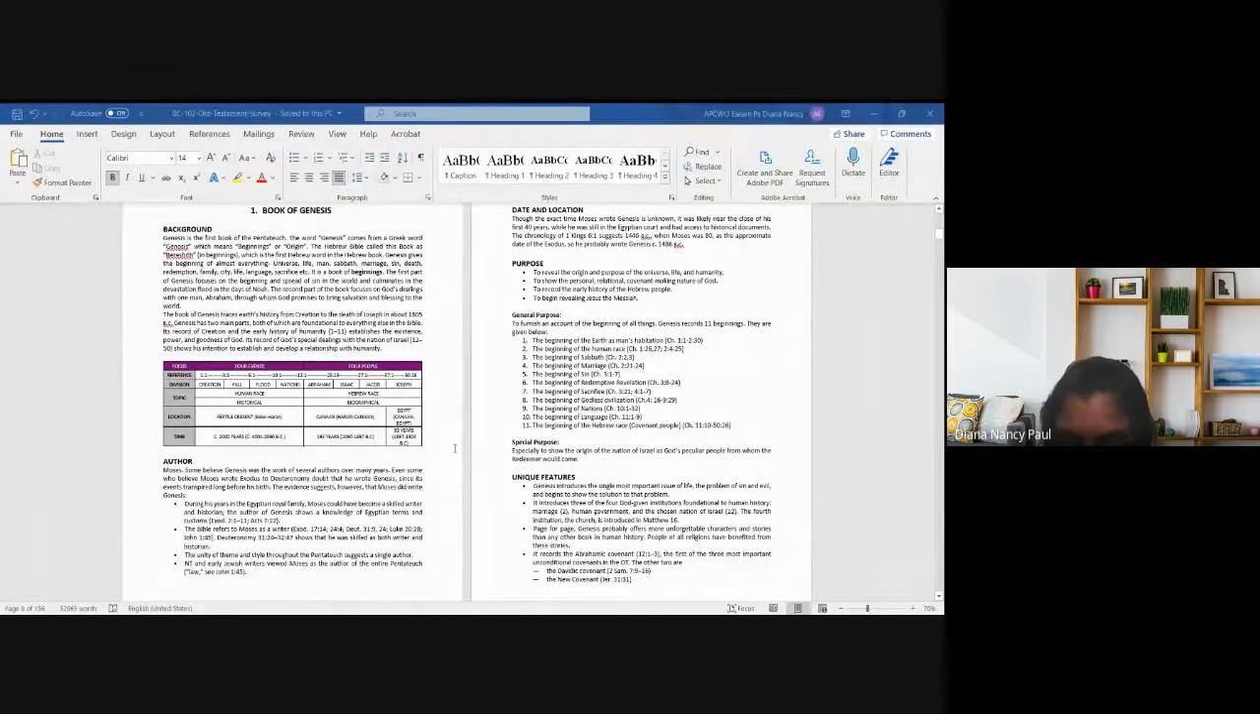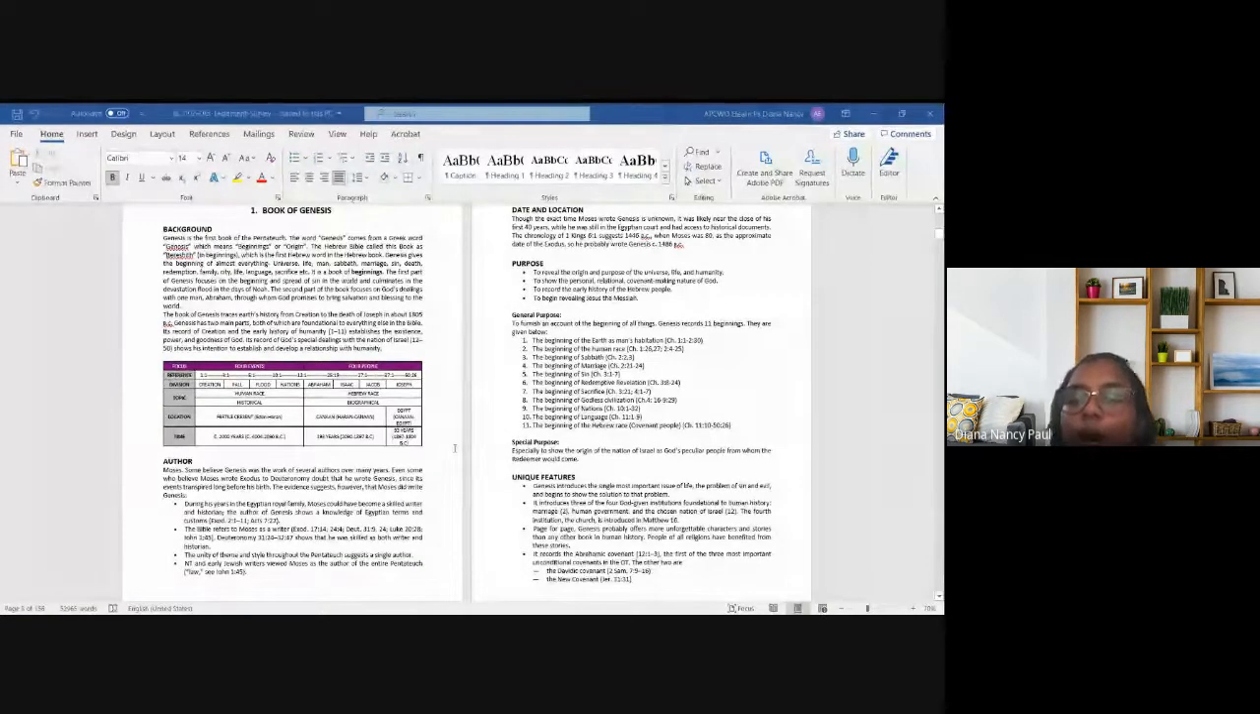Same chapter, verse 30. Also to every beast of the earth, to every bird of the air, and to everything that creeps on the earth, in which there is life, I have given every green herb for food, and it was so. Then God saw everything that he had made, and indeed it was very good. So the evening and the morning were the sixth day.